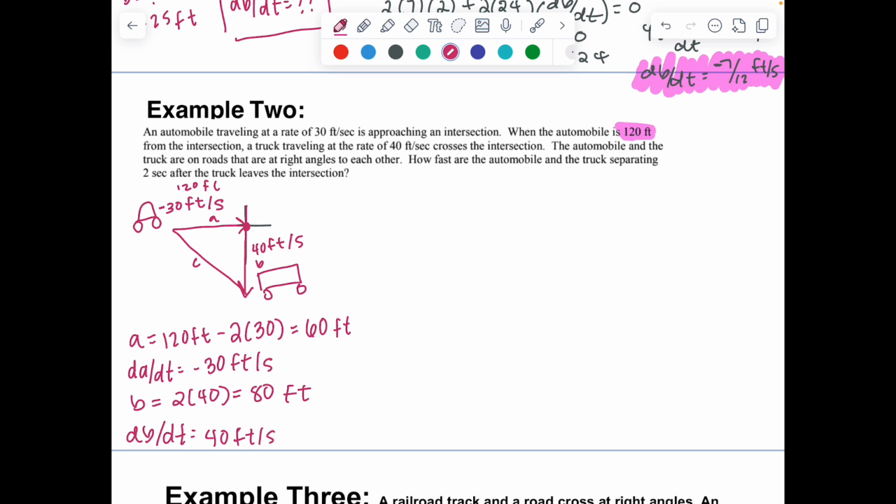And then our end goal is how fast the automobile and the truck are separating. So our end goal is to find dC/dt. And again, we're going to use the Pythagorean theorem to do this. So it'll be a squared plus b squared equals c squared.